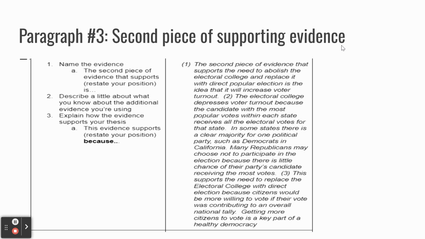Then let me connect that to my thesis. This supports the need to replace the Electoral College with direct election because citizens would be more willing to vote if their vote was contributing to an overall national tally. Getting more citizens to vote is a key part of a healthy democracy. Again, I named the evidence, I described a little bit about the evidence, and I specifically connected it to my thesis. Mission accomplished, all three things done in the evidence paragraphs.